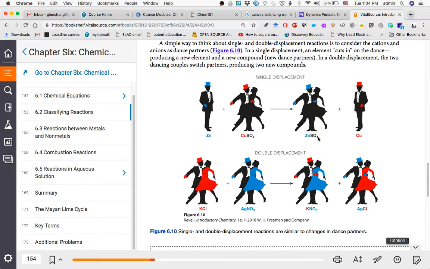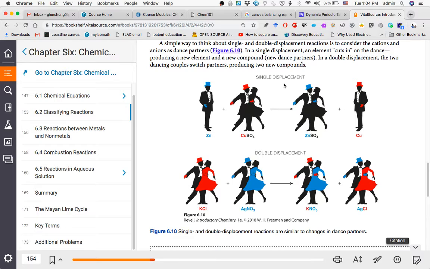So you could think of this as the book wants you to think of this, which is as a dance party. So there's this fine young gentleman over here, and here's this fine couple over here, and this fine gentleman is like, hey, I want to dance too. And this fine young lady is like, hey, who's that guy with the blue hat? Huh. And then, they switch dance partners for a while. That is the single displacement reaction.